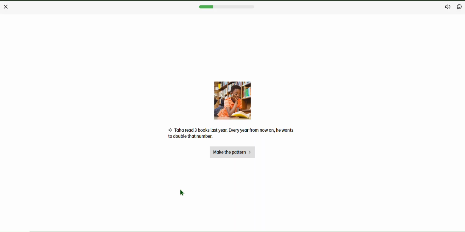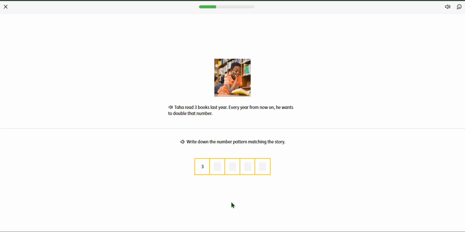Taha read 3 books last year. Every year from now on, he wants to double that number. So starting at 3 and then doubling it every year. What will the pattern end up being? Write down the number pattern matching the story.